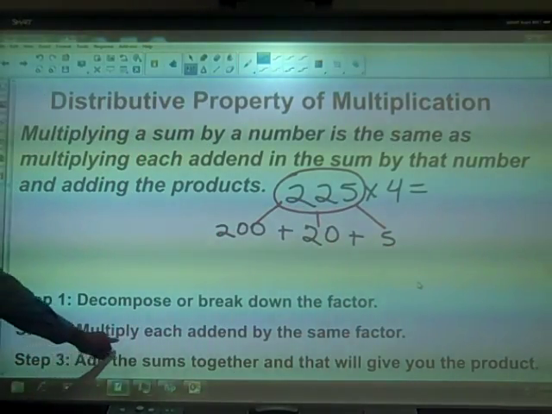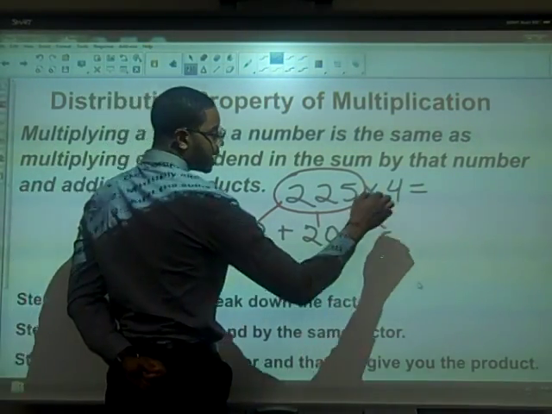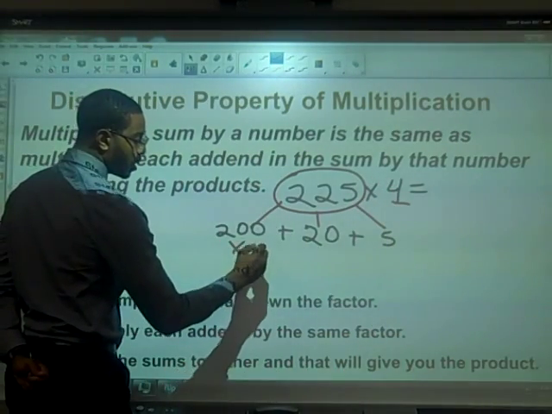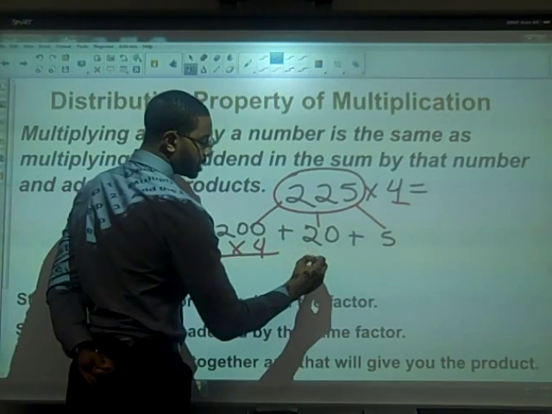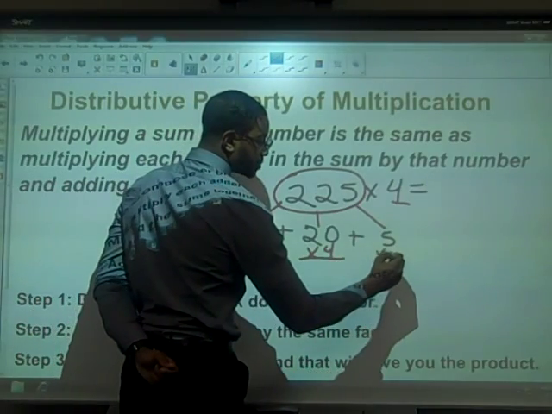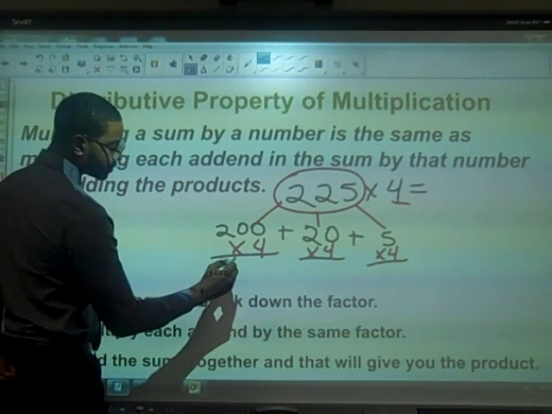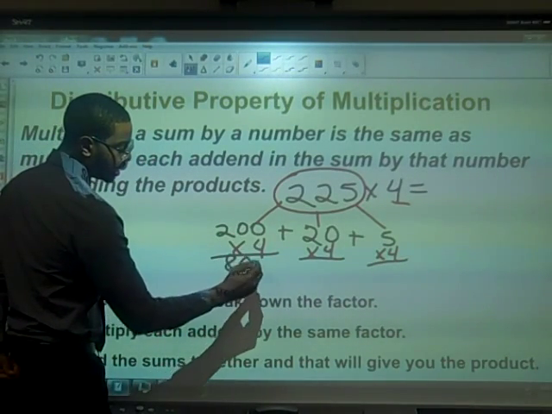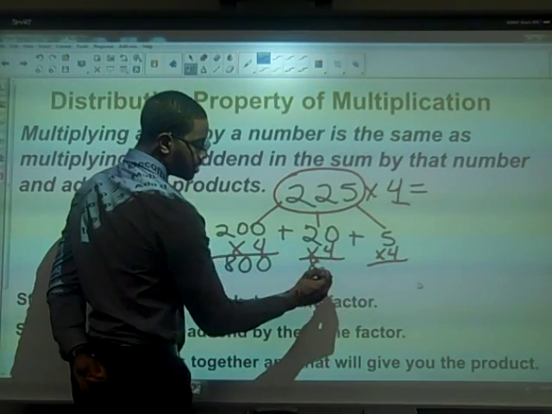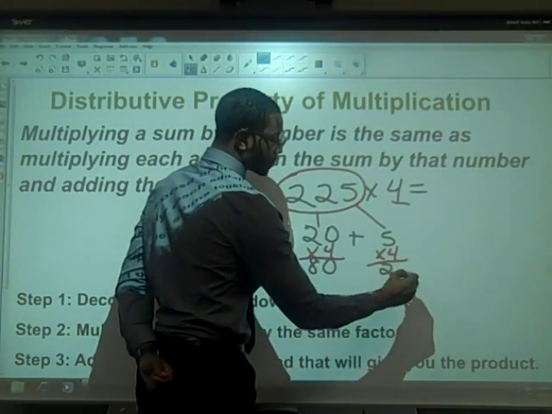Step 2, multiply each addend by that same factor. So I'm going to multiply each of these addends by the factor 4. So I have 200 times 4, 20 times 4, and 5 times 4. 4 times 2 is 8. Add my 2 zeros at the end. That gives us 800. 4 times 2 is 8. Add my 1 zero at the end. That gives us 80. 4 times 5 is 20.